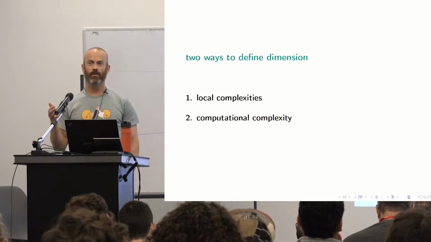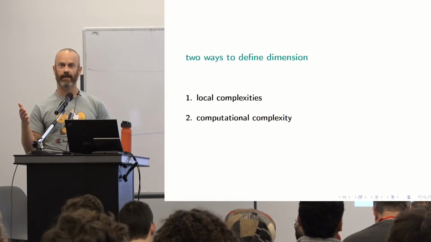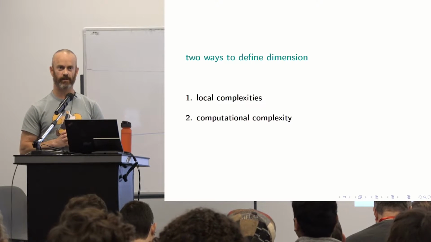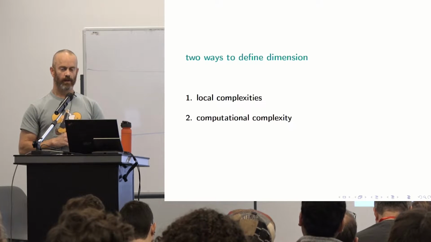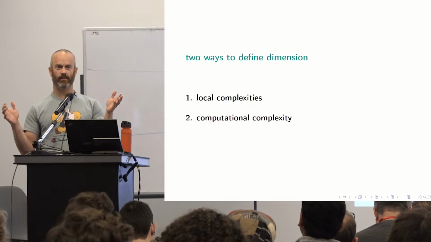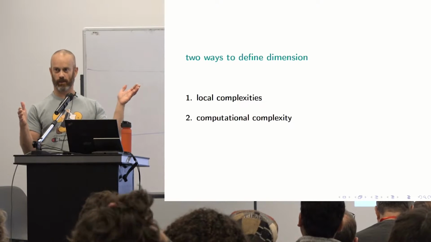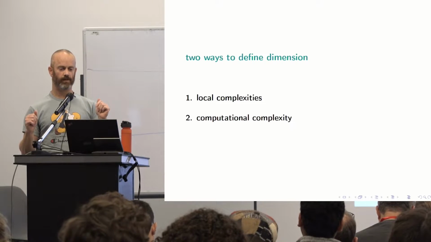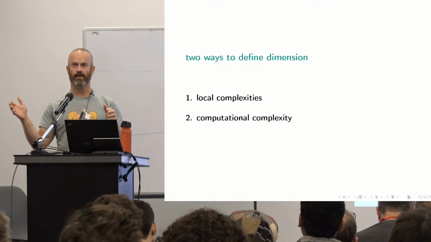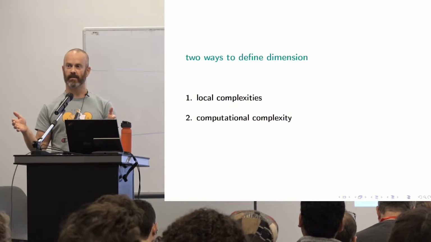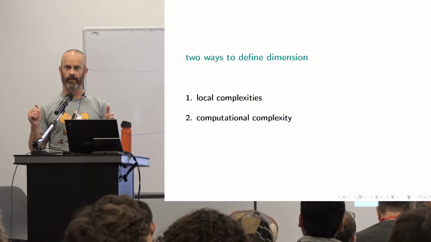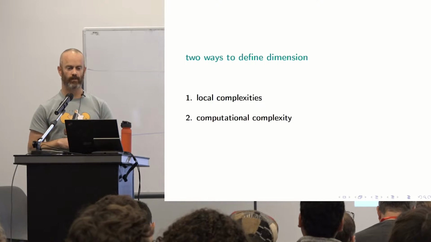And I'm going to tell you about 2 ways to define dimension in this unstructured setting. One type of dimension is to measure things locally. I will explain in what sense. And a different perspective is to use computational complexity as a mechanism to define dimension. So these are 2 ways to define dimensions.